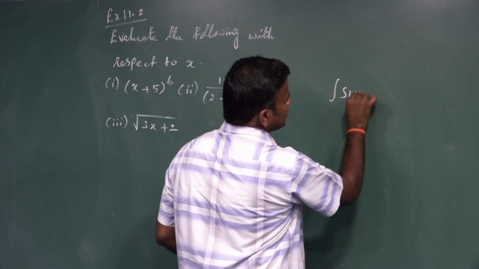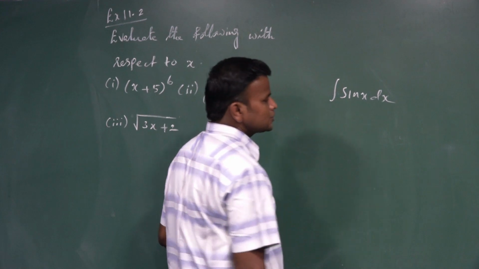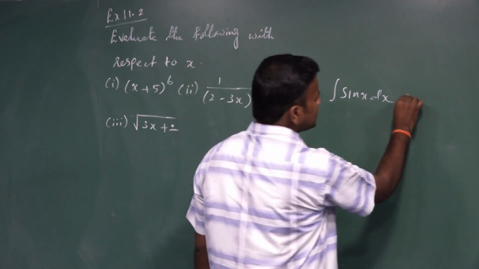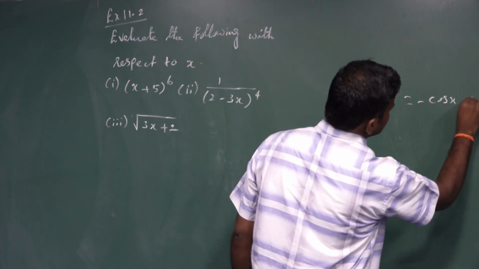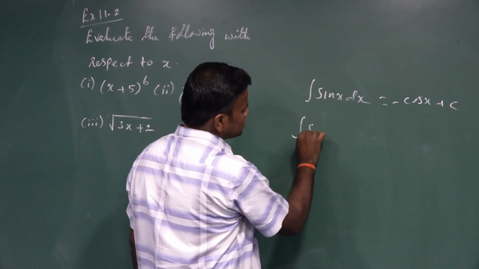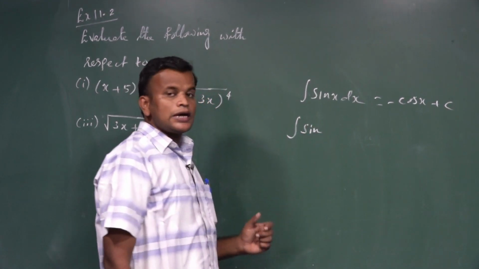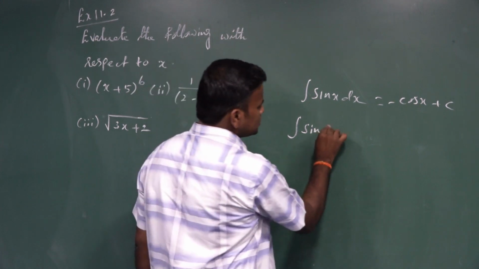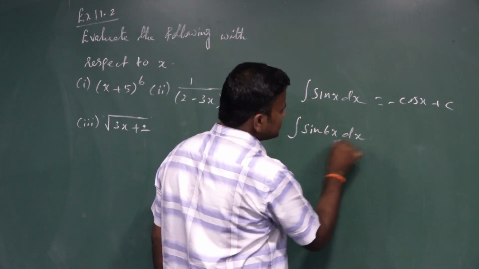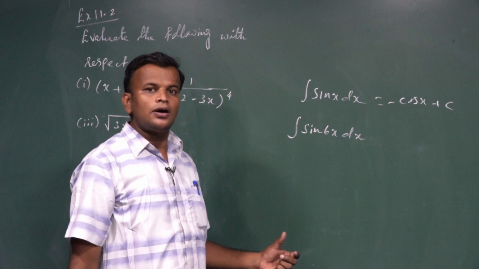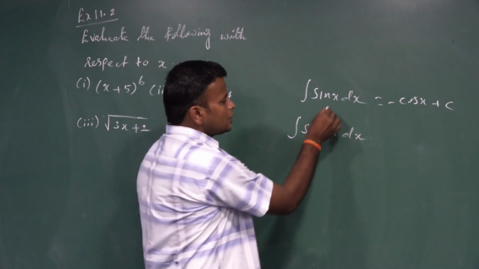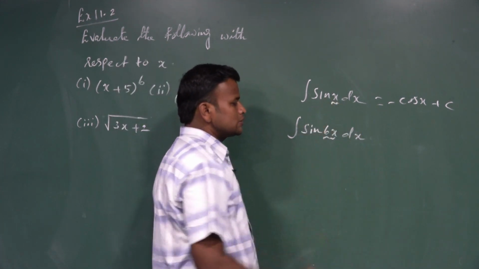We know very well the integral of sin x is minus cos x. Let's see. Suppose instead of x, we have sin 6x dx. This kind of function is called an implicit or composite function. In place of x here, there is 6x.